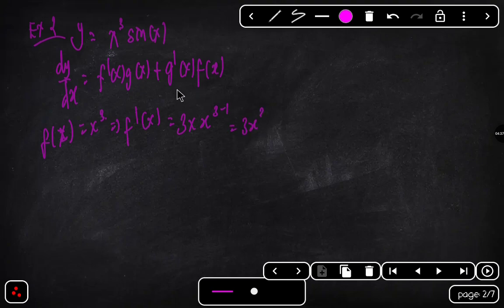All right, then g of x, which is sine x. So we have g of x, which is equal to sine x. If you differentiate this, you have g prime of x. So if you differentiate sine x, you're going to have cos x. So beautiful.